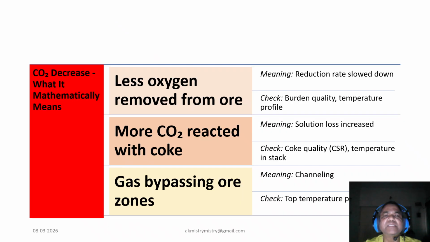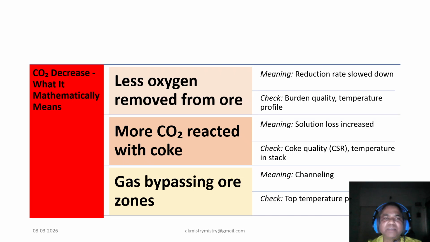A decrease in CO2, just like a CO increase, can have multiple root causes, and the surrounding data helps us pinpoint which one. First, a CO2 decrease could mean less oxygen was removed from the ore. This is simple. Reduction has slowed down. If this is the case, we need to check our burden quality and our temperature profile. Are we getting the heat we need into the stack?